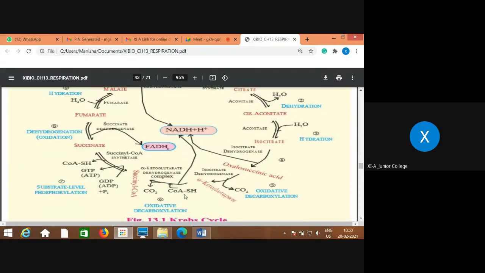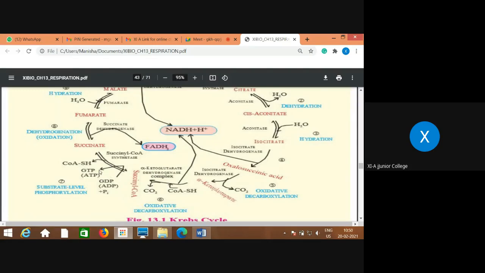is produced. Then second decarboxylation and the second dehydrogenation, where second NADH2 is produced here in this reaction while converting from alpha ketoglutarate to succinyl coenzyme A. Then this is now a 4 carbon compound, succinyl coenzyme A. Then again it shows substrate level phosphorylation, where phosphorylation means addition of phosphate. Try to understand. Phosphorylation means addition of phosphate.